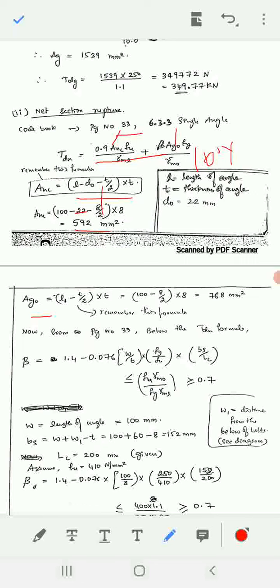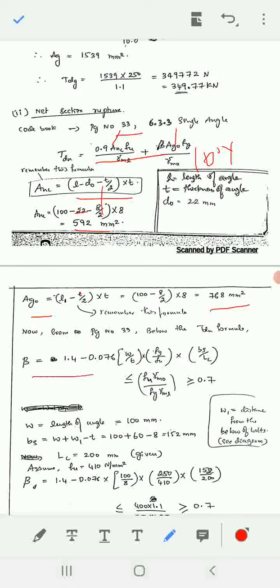If it is 100 into 100 same, then L1 is also 100. So 100 minus T is 8 by 2 into 8. Here one difference is there, D naught is not there here, right? That is the AGO. You'll get 768 mm square. Okay, now we got it.